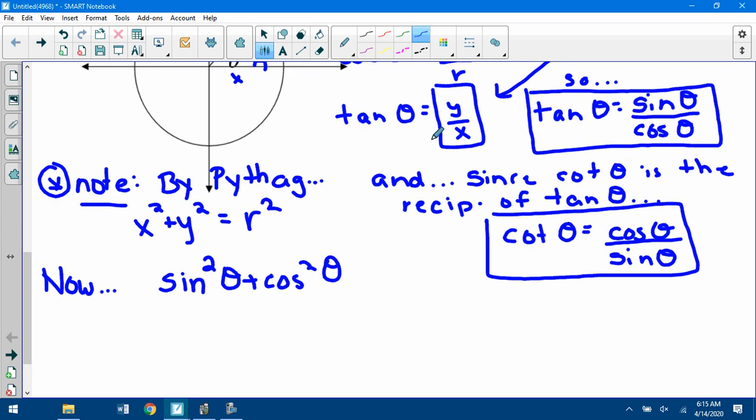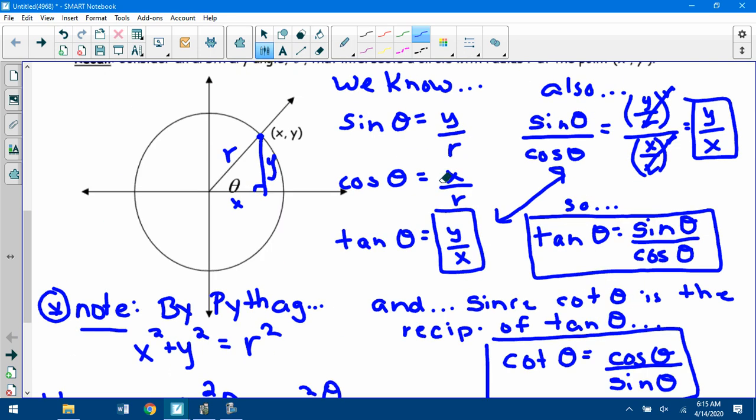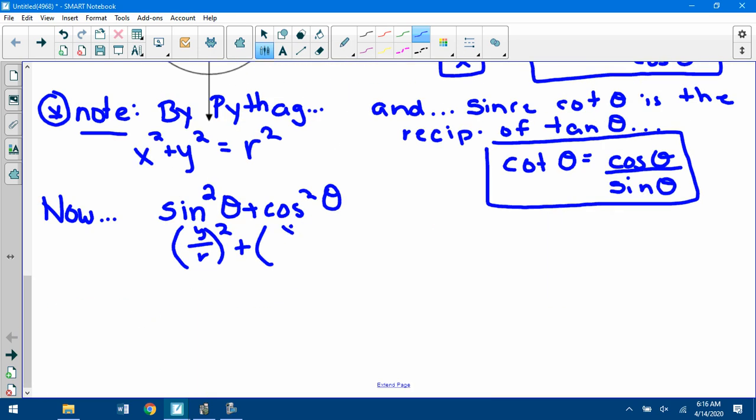So sine squared theta is y over r squared, plus cosine squared of theta. Cosine again is x over r squared.